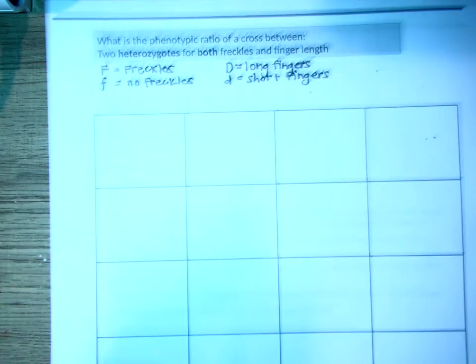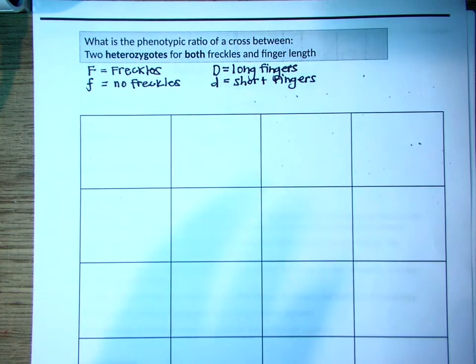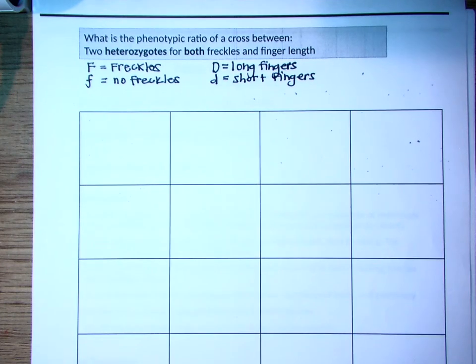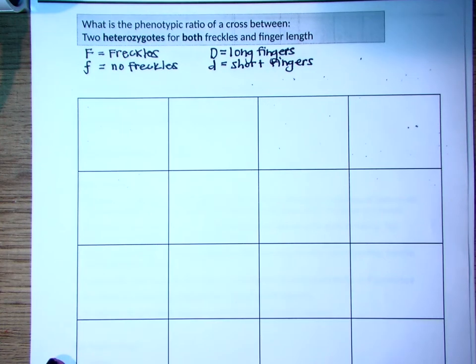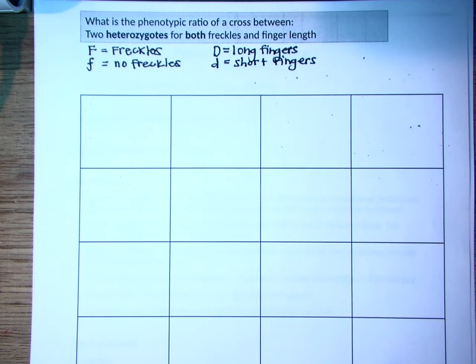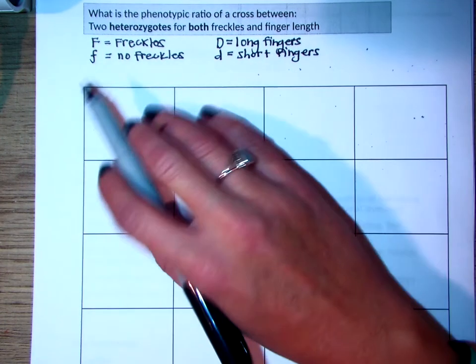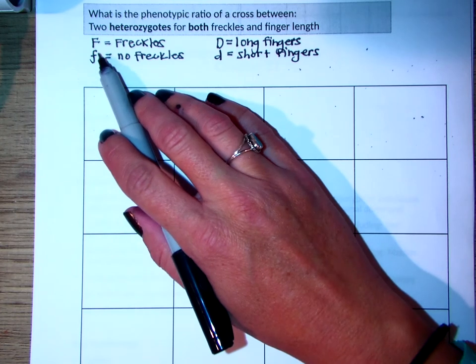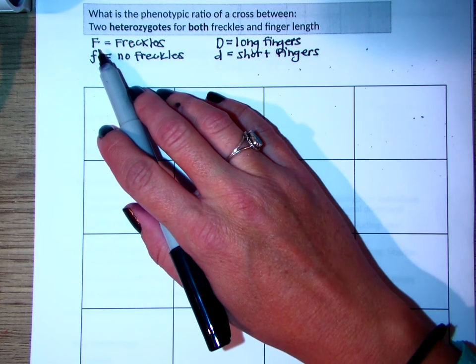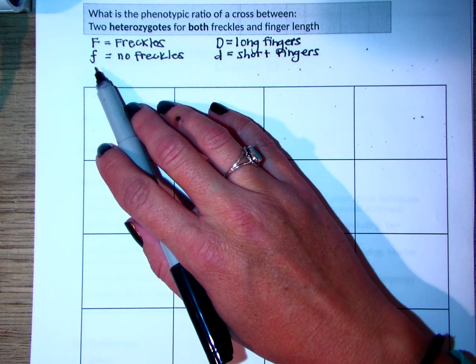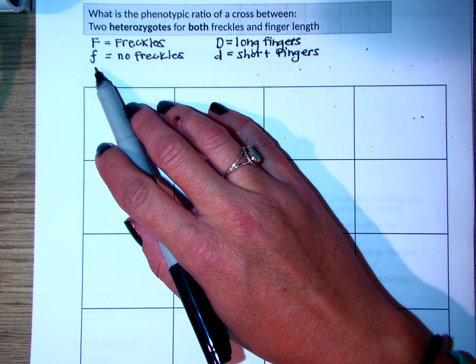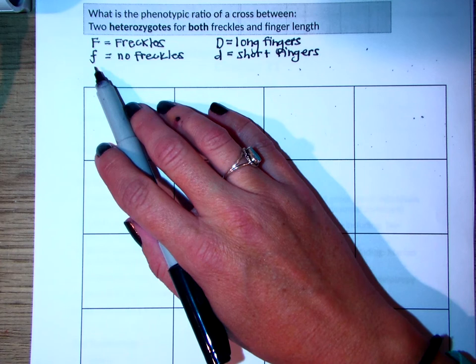Alright, Punnett Square. In the last lesson, we looked at monohybrid crosses, which are just looking at one gene, but we can also do dihybrid crosses where we look at 2 different genes. The genes we're looking at on this one are the presence of freckles and finger length. The allele for freckles I just assigned an F, so it's dominant with a capital F, and no freckles would be a little f.